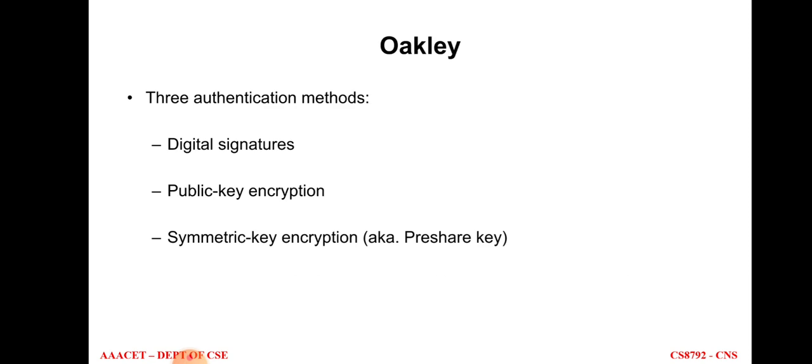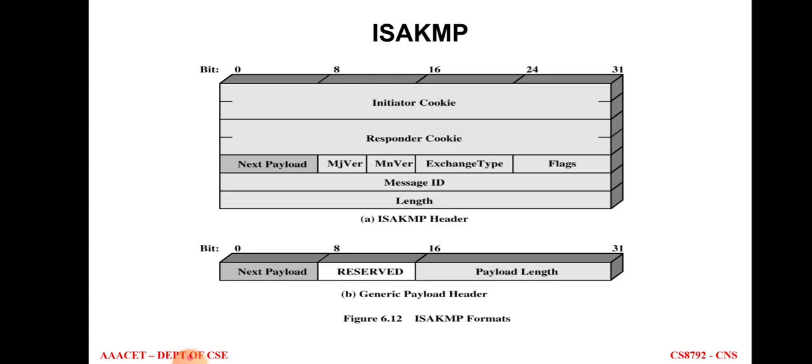There are three authentication methods to use in the OAKLEY protocol. One is digital signature, the second one is public key encryption, and the third one is symmetric key encryption. So these are the authentication methods used in key management for exchanging the secret key.